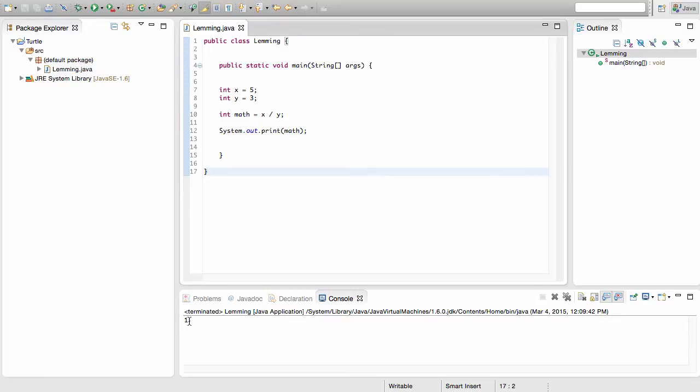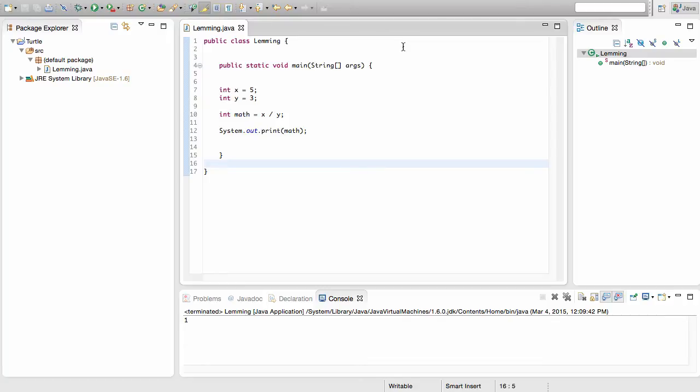Now, the reason we're only getting 1 here, we all know that 5 divided by 3 is not 1, but the computer doesn't know because it's living in an integer world. Remember, we're working with integers over here, and we said that integers are whole numbers. So if it's going to be a whole number, it's not even going to bother looking at the decimal place. It's just going to cut it off.